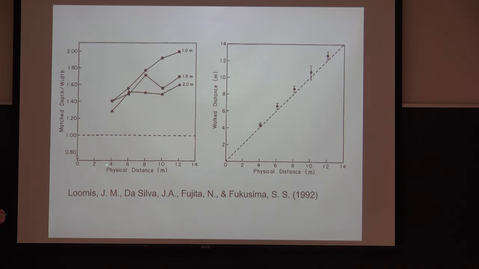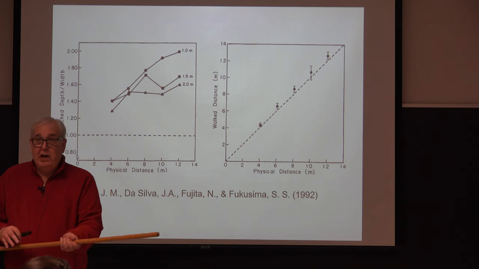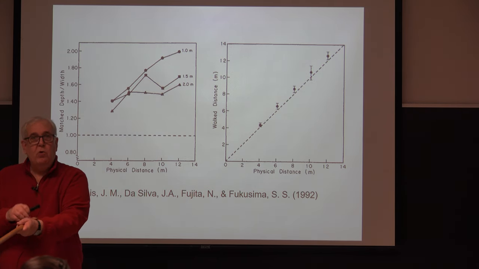So this is the physical distance in meters. This is the match depth to width ratio. So if the depth to width ratio is 2, I'm missing something on this graph. Moral of the story is, I'll just cut to the chase. Subjects are really bad at this task. And what they do is they underestimate the length of the one oriented in depth.